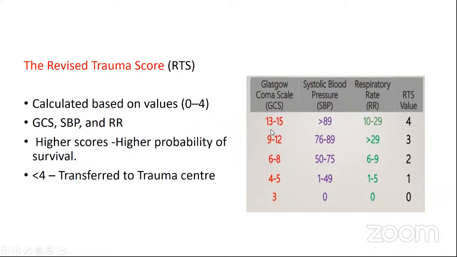Like that we calculate all of it, as seen in the table: GCS 9 to 12, systolic blood pressure 76 to 89, rate of more than 29, RTS is 3, and so on down to 0. If the GCS is 3, BP is 0, and respiratory rate is 0, the RTS value will be 0. What RTS says is that if there is a higher score, there is a higher probability of survival. The mortality is very low.